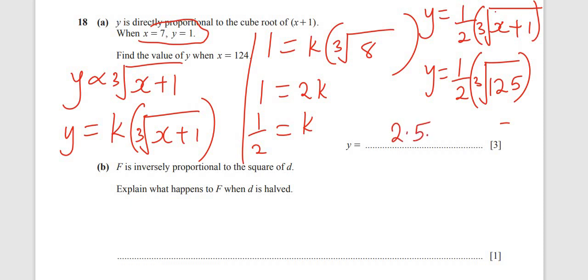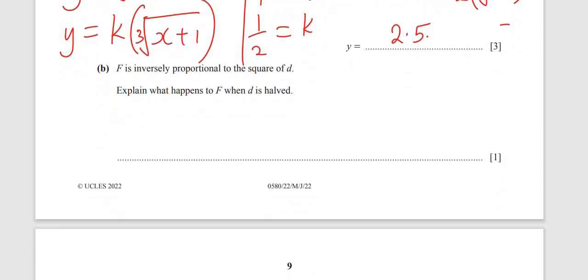Then part B of the question says f is inversely proportional to the square of d. So f is inversely proportional to the square of d. So when we introduce a constant, it's going to be f is equal to, actually we don't have to introduce a constant here because we are not calculating anything.